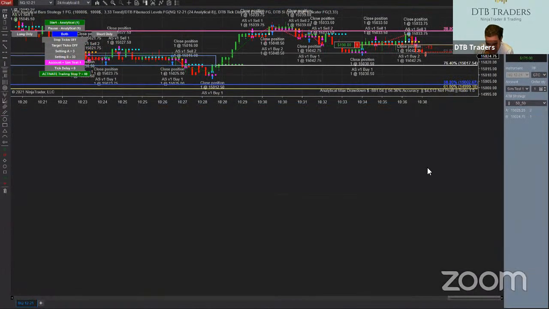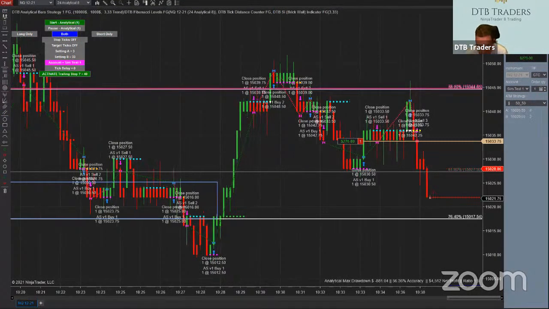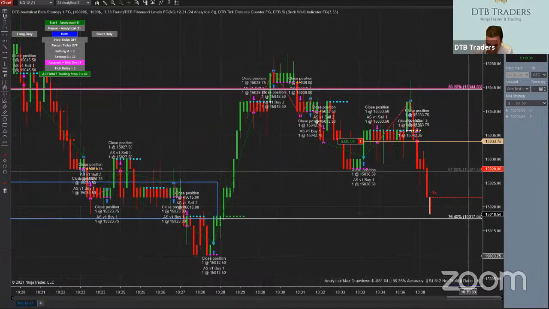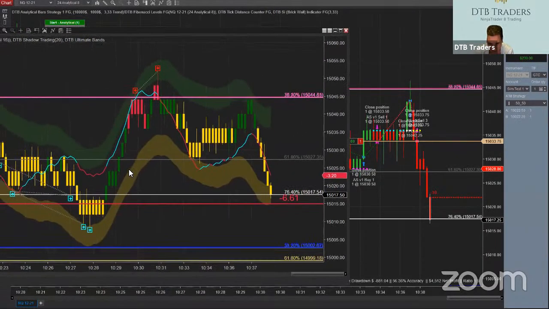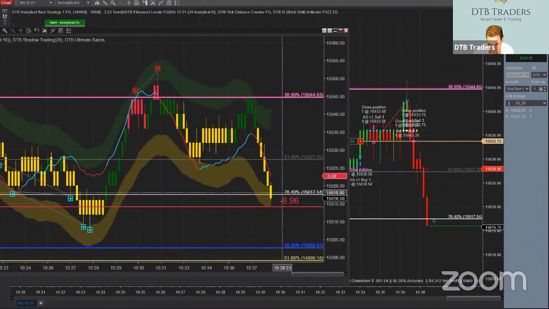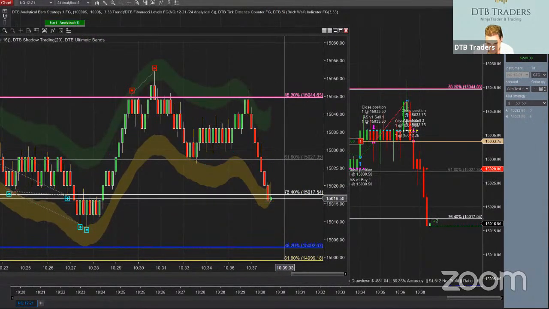So while that optimization is running, let's have a look at the chart and see what this is doing. So here is the price at the 76.4. Now, it's not showing me a clear bounce off of it on my shadow trading indicator. It's not showing that at all, which generally means it's probably going to break through.